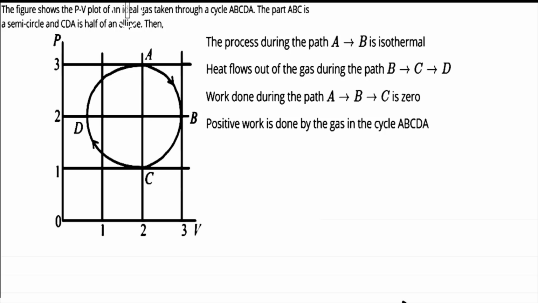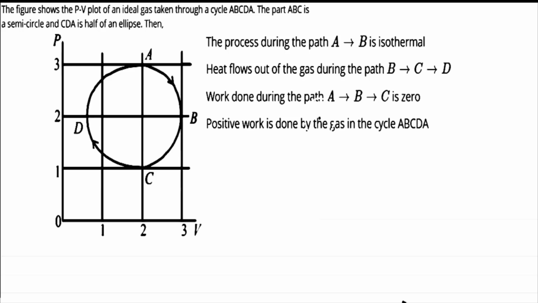Hello, we are given a question, and the question says the figure shows a PV plot of an ideal gas taken through a cycle ABCDA. The part ABC is a semicircle and CDA is a half of an ellipse. So ABC is a semicircle and this is somewhat an ellipse, right?